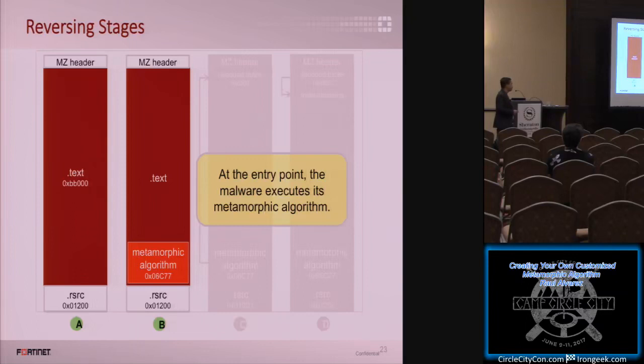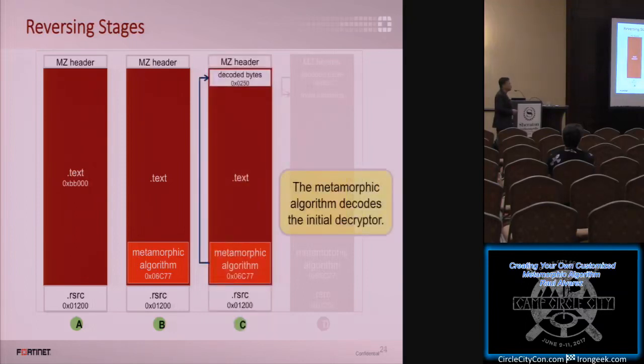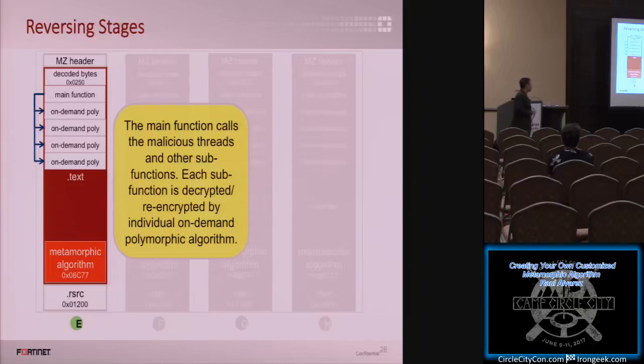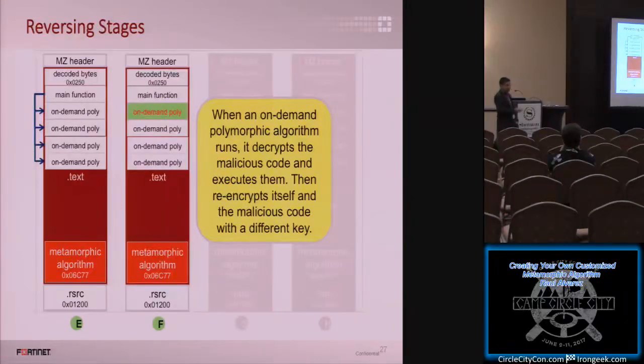This is the Metamorphic code. When you run the Metamorphic code, it will decode a few bytes at the top of the file, after the header, of course. Then those decoded bytes are responsible for creating the main function, which is responsible for the on-demand polymorphic. So Beer Luck has Metamorphic. It also has polymorphic. I call it the on-demand polymorphic because when you try to run one function, it will decrypt that function, execute the function, and encrypt it back. But when it encrypts it back, it uses a different key. That's why I call it on demand.